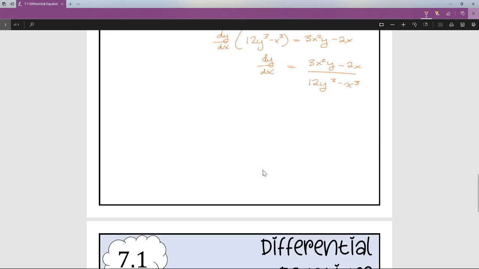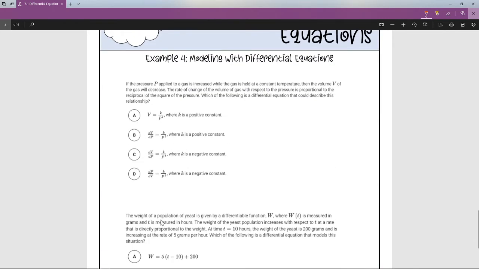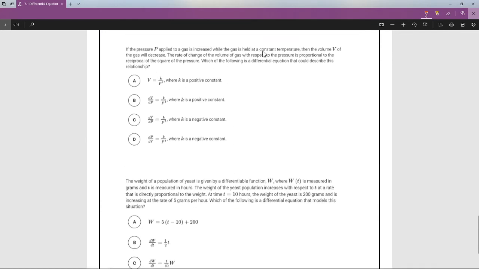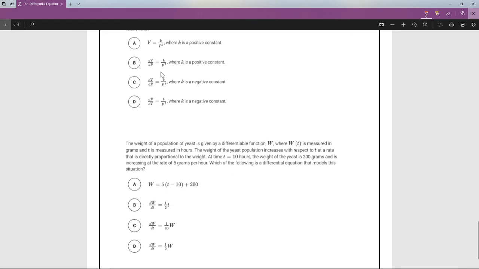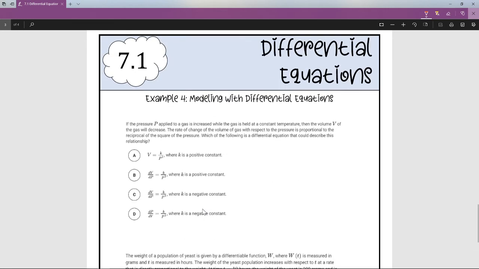Now this is really what you're going to be seeing on the AP exam, and that is applying it for this unit to word problems. So we're going to read through these together, and for your homework you have 6 to do. Example 4 says if the pressure P applied to a gas is increased, so I'm just going to write, the pressure P is increased while the gas is held at a constant temperature.